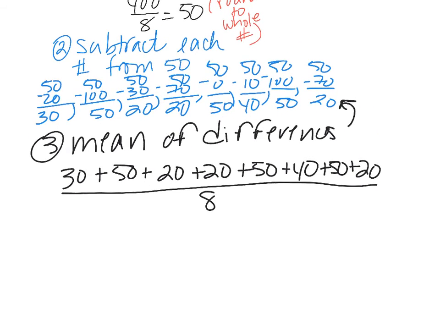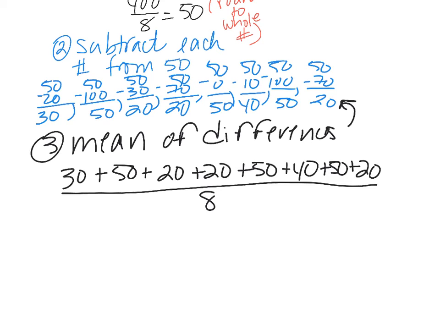Okay, and I'm just going to grab my calculator, and I'm going to do that. I'm going to do it all at once, so I put parentheses. 30 plus 50 plus 20 plus 20 plus 50 plus 40 plus 50 plus 20. 1, 2, 3, 4, 5, 6, 7, 8. Make sure I didn't miss any. In my parentheses, then I'm typing a division, and I'm just using my phone. Divide by 8, and I get 35.